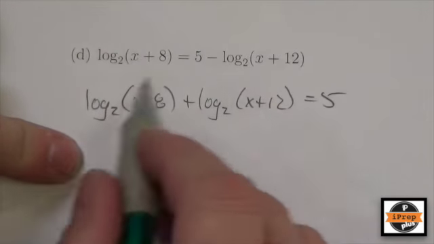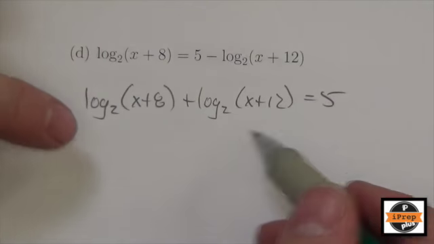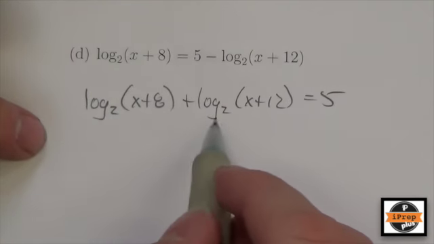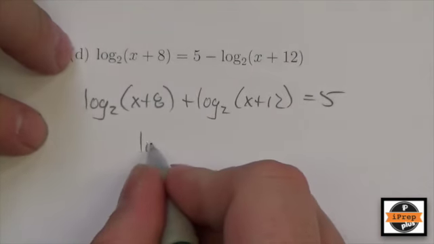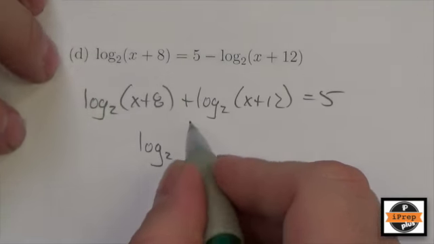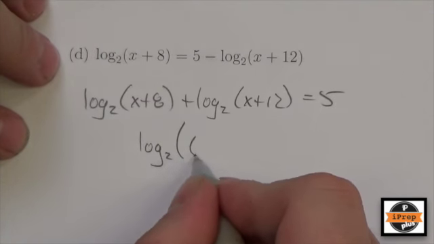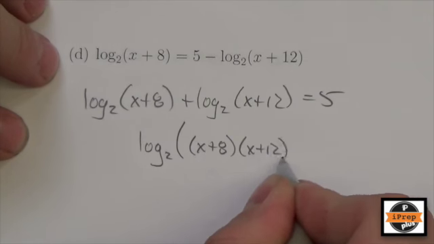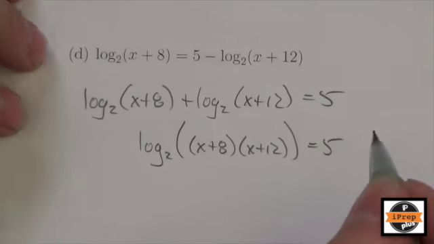Again, my next rule here is to combine the logarithms into a single logarithm. Do not distribute the logs. Combine them into one log. We want the number of logarithms to get smaller here. Addition becomes multiplication, so this will be x plus 8 times x plus 12 when I put that all together.